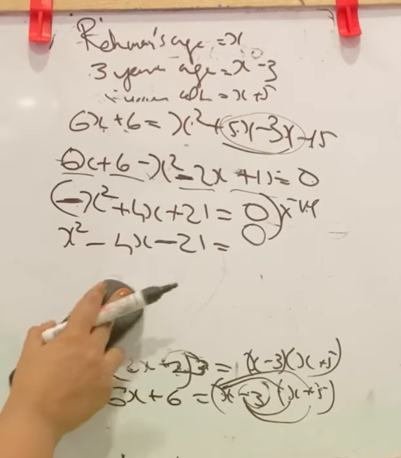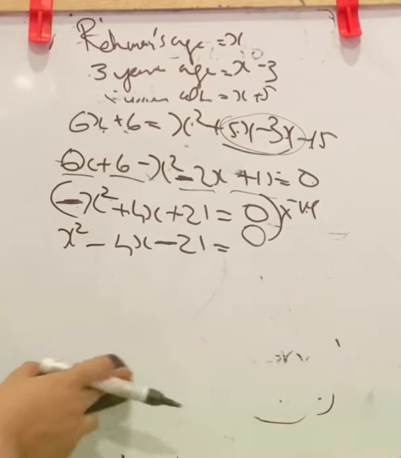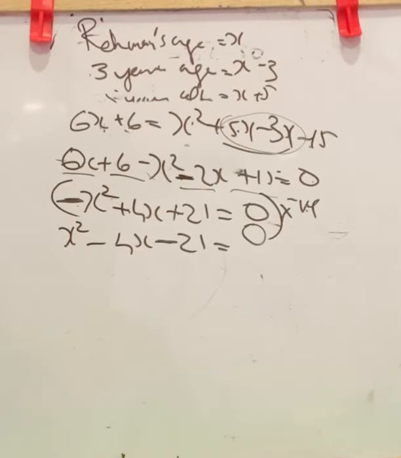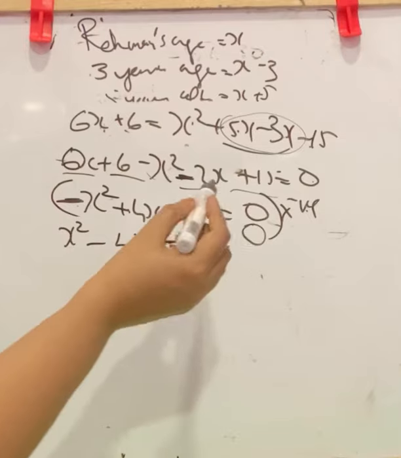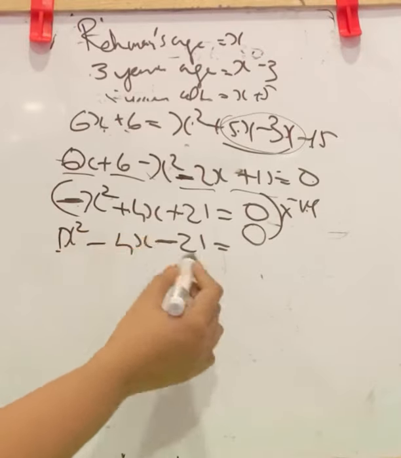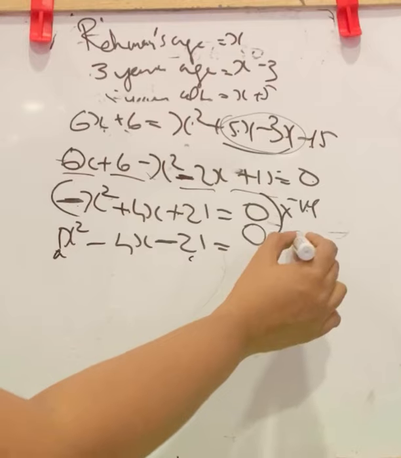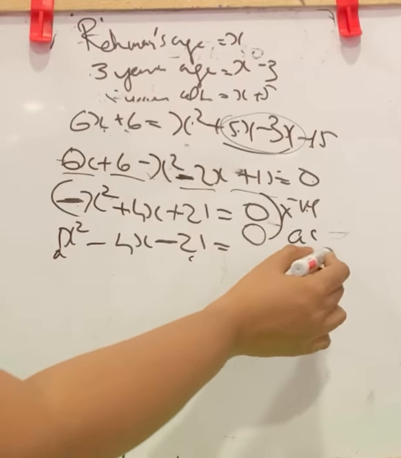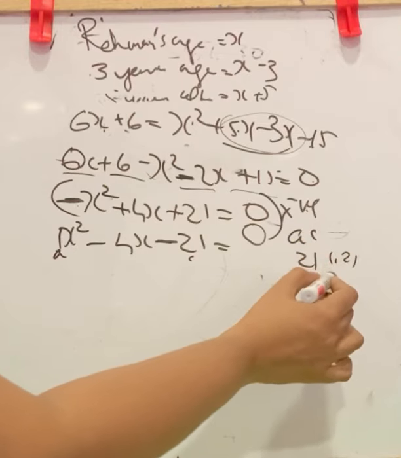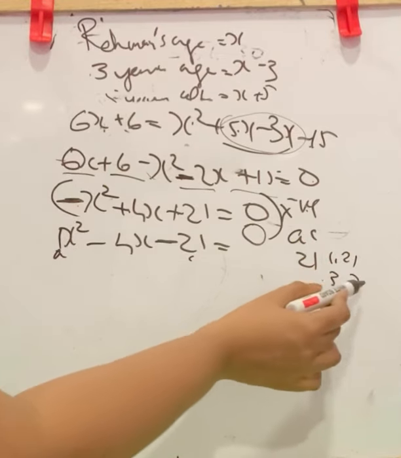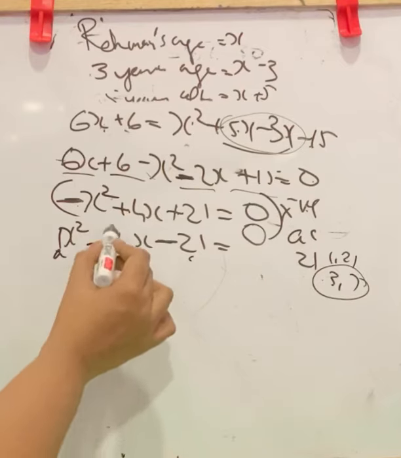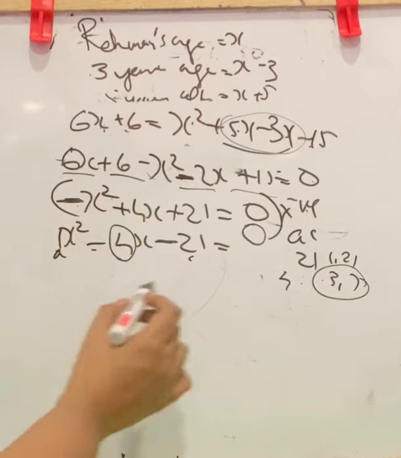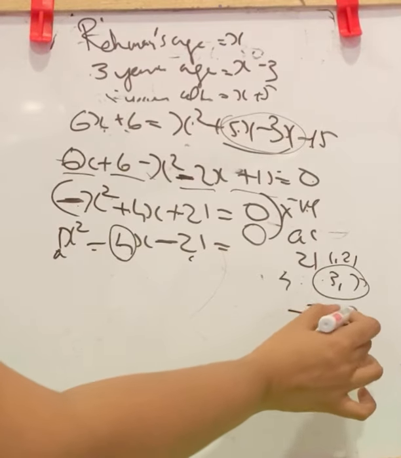Now we can solve this by any of the methods: middle term splitting, completing the square, or using the formula. We can use the middle term splitting method. For that we will consider a into c. Here a is 1, c is 21, ac is 21, and the pairs of factors are 1 and 21, 3 and 7. Here we can take 3 and 7 because it matches with b, right? 4. To get minus 4, what will you write? Minus 7 plus 3 is minus 4.